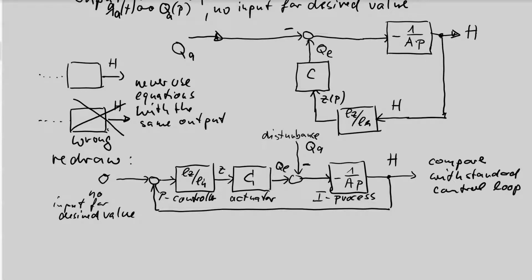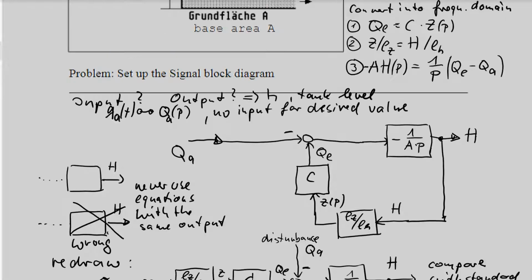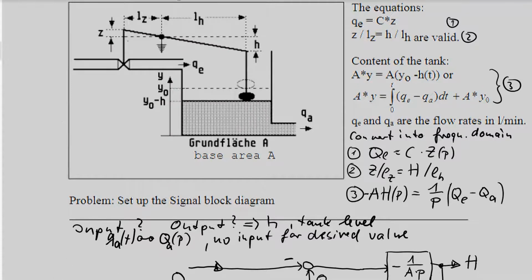Now the next step is I want to use this signal block diagram to analyze a situation with given values. The situation should be the following. I start this system with original height y0, h is 0. Starting point is, also initial value is 0.